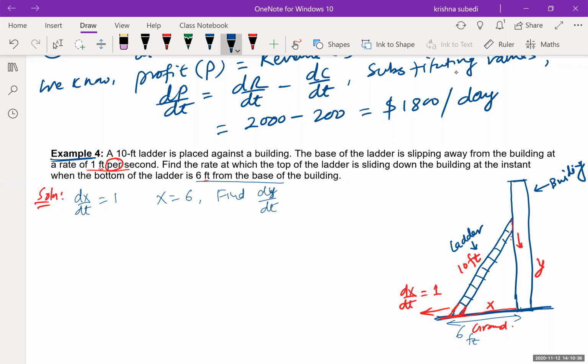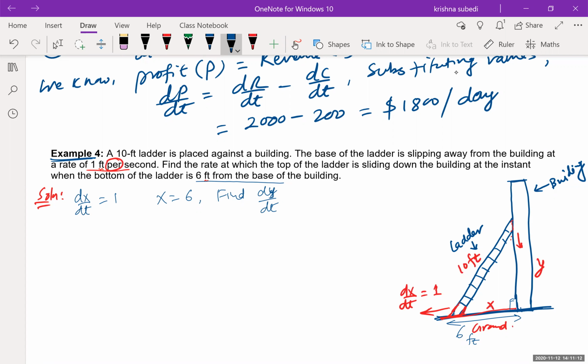Step 2, draw the diagram and then write down all the information, what is given and what we want to find. That's done. Step 3 is to look at the relationship between x, y, and the ladder. We want to find a formula that will represent the relationship between x, y, and the 10 foot ladder. So clearly this is a right triangle, provided that the building is straight. We assume that. So it's a right triangle.